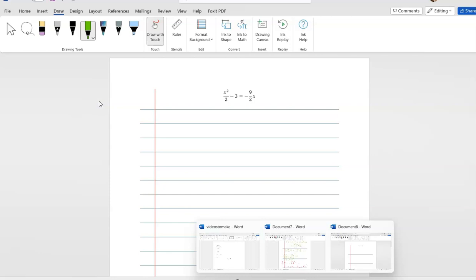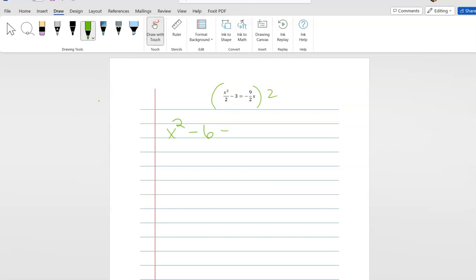So first thing I'm going to do, though, is I look at this, and even if I'm going into the quadratic formula, I'm still going to get rid of the fractions. I don't want no fractions. Fractions just make everything messier. So I'm going to times everything by 2 as my first step. I'm going to end up with x squared minus 6 equals negative 9x.